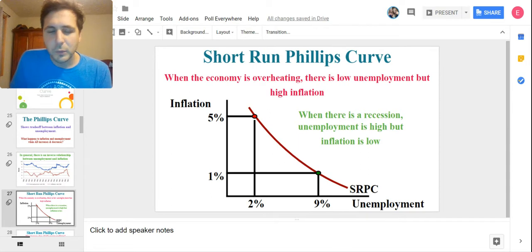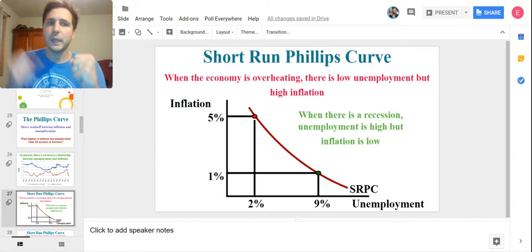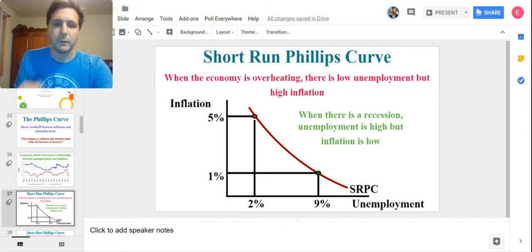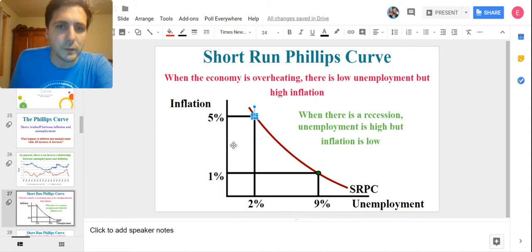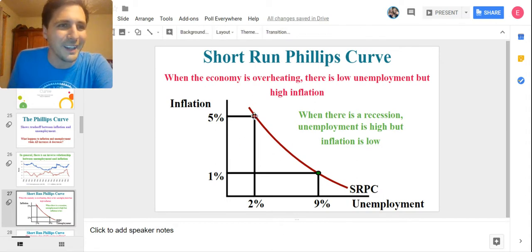Now, this inverse relationship always shows us, every point on this curve shows us a combination, the point where our economy is, where our unemployment rate is at a certain point, and our inflation is at a certain point. Right? So we can look at the red point right here, our economy is right there. So if our economy is there, our inflation rate is 5%, and our unemployment rate is 2%. So we have very high inflation, very low unemployment rate at this point.